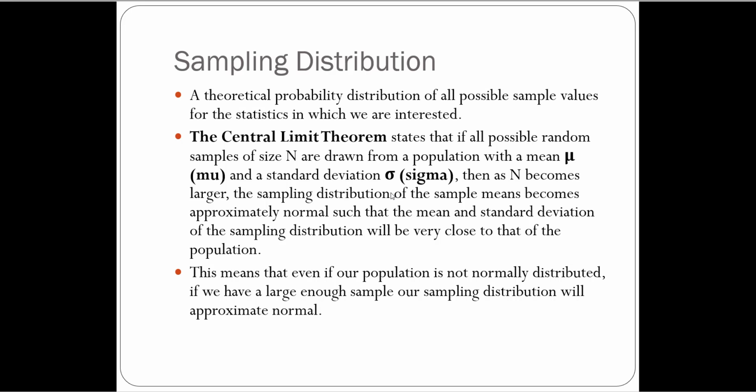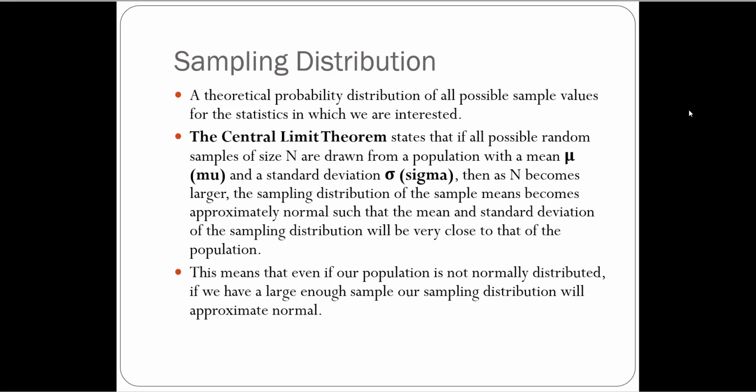And what the central limit theorem tells us is that if all possible random samples of size n are drawn from a population with a mean of mu and a standard deviation of sigma, then as our sample size, or n, becomes larger, the sampling distribution of the sample means becomes approximately normal, such that the mean and standard deviation of our sampling distribution will be very close to that of the population.